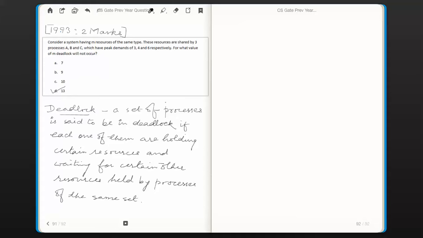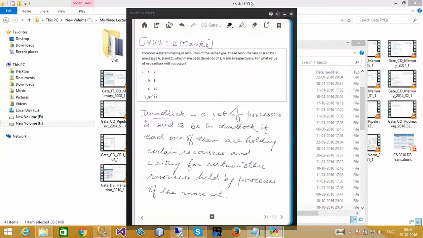Now we would try to solve a variation of this problem which would be far more interesting, as I said. So the variation of the problem that we are going to attempt is this. We are going to change only this part of the question. The question would be for what minimum value of m deadlock will not occur, or for what minimum value of m the system would be deadlock free. So that is what we are going to discuss in this video session.